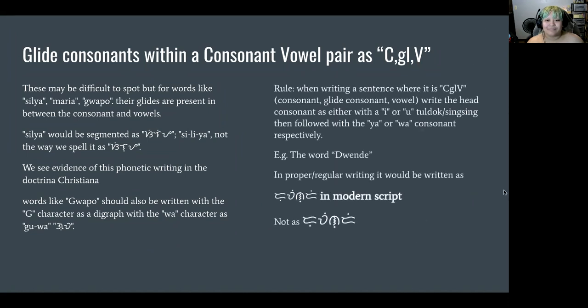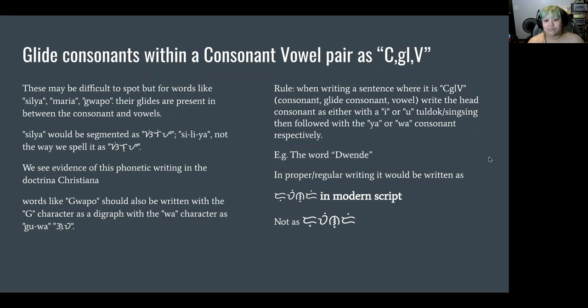This is the rule when writing a syllable that has a consonant, a glide, and a vowel. Write the head consonant, with the vowel being pronounced as an I or a U, then followed with a ya or a wa. This is because the E sound is close enough to the ya sound, and the U is close enough to the w sound to make it easy.